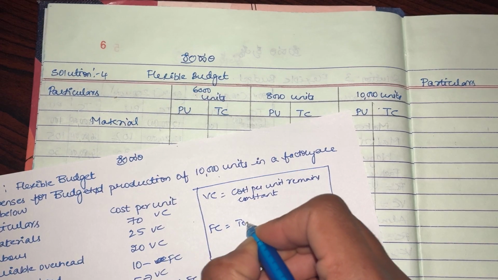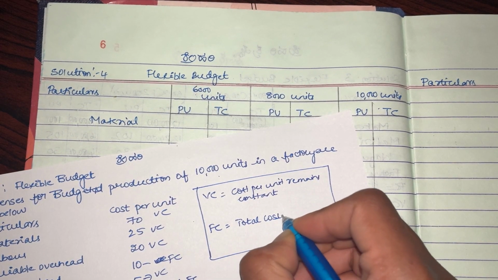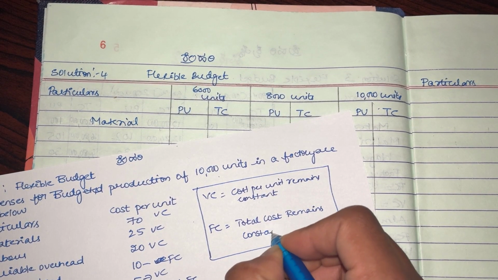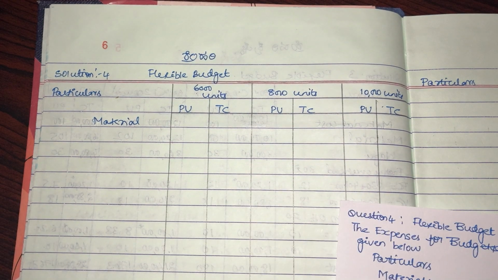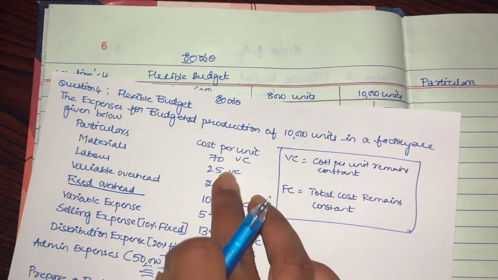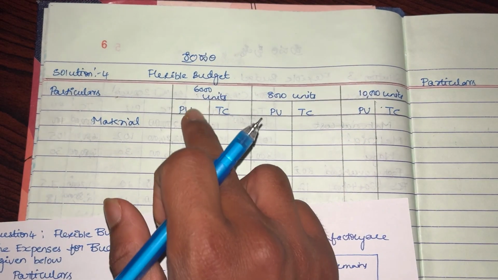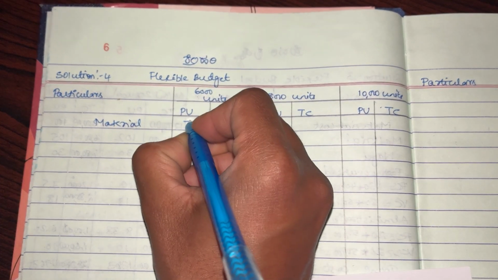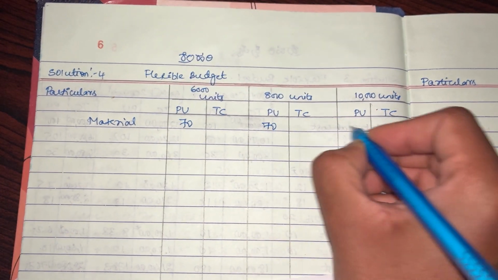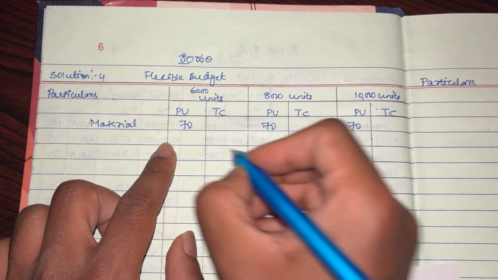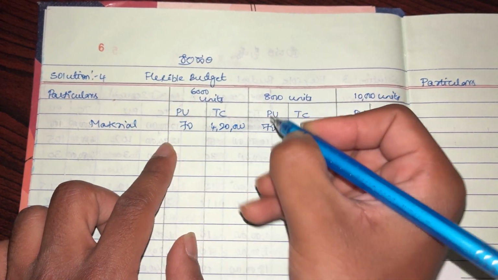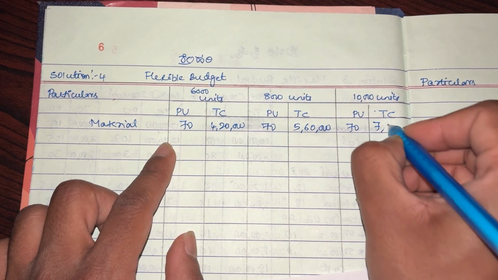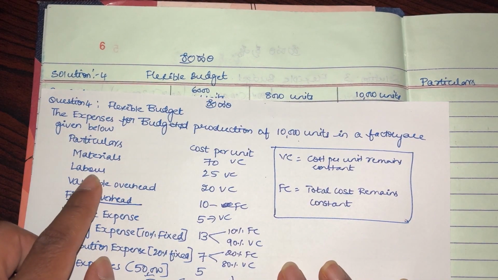Then in the fixed cost, total cost remains constant. Okay, so now you got to know this is a variable cost, per unit remains constant. That means per unit should remain constant. So what is this? 70 rupees, right? So per unit cost is 70, and 70 into 6,000 units is 4,20,000, 5,60,000, then 7 lakhs.